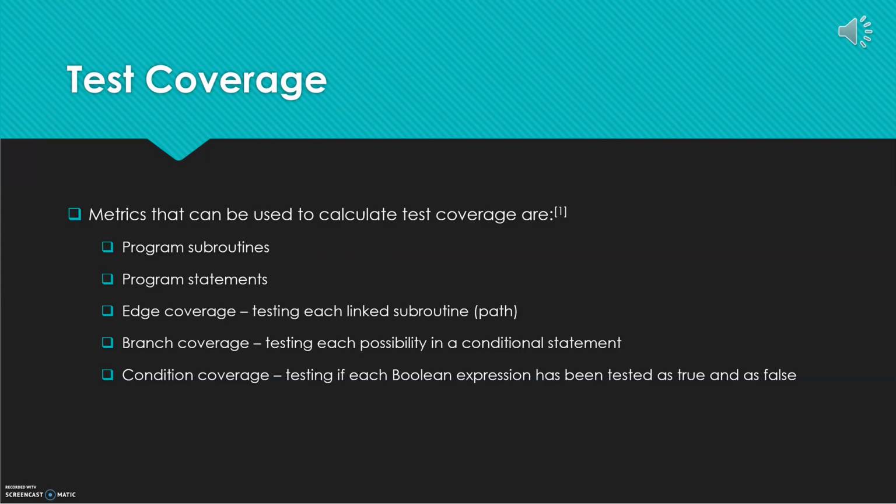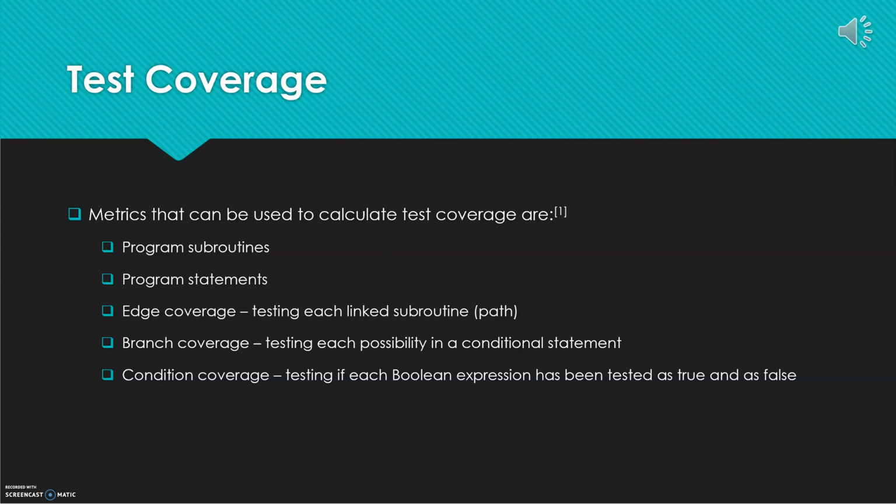Test coverage is always measured in a percentage. There are a number of metrics that can be used when calculating test coverage. We can look at the percentage of a program's subroutines or functions that were run. We can look at the percentage of program statements that were run. We can look at the percent of edges that were covered in the testing. That is, many subroutines interact with other subroutines. We can measure what percent of those possible interactions were tested.